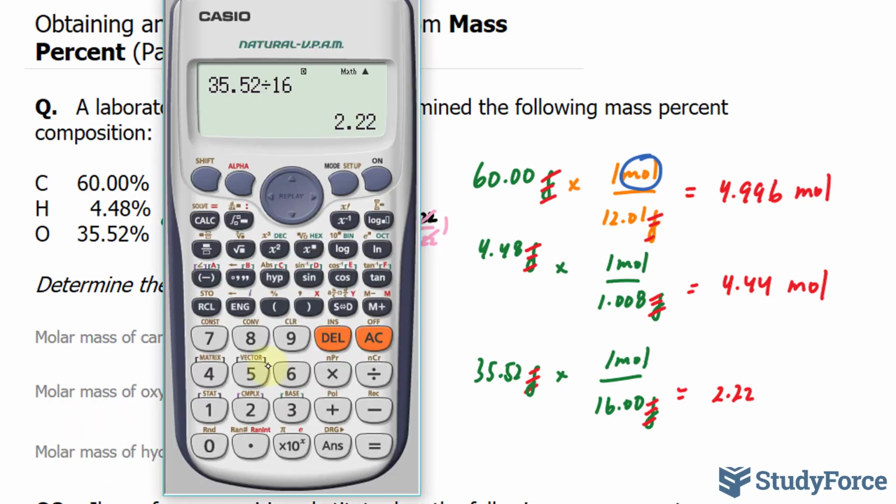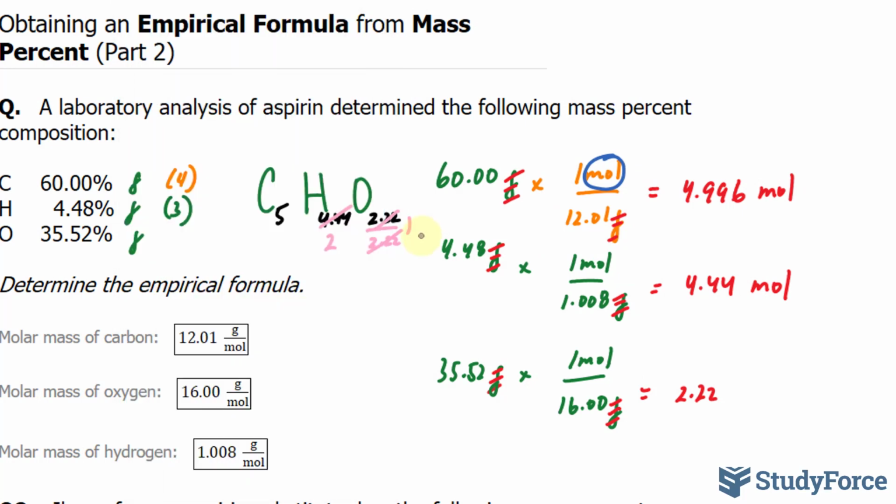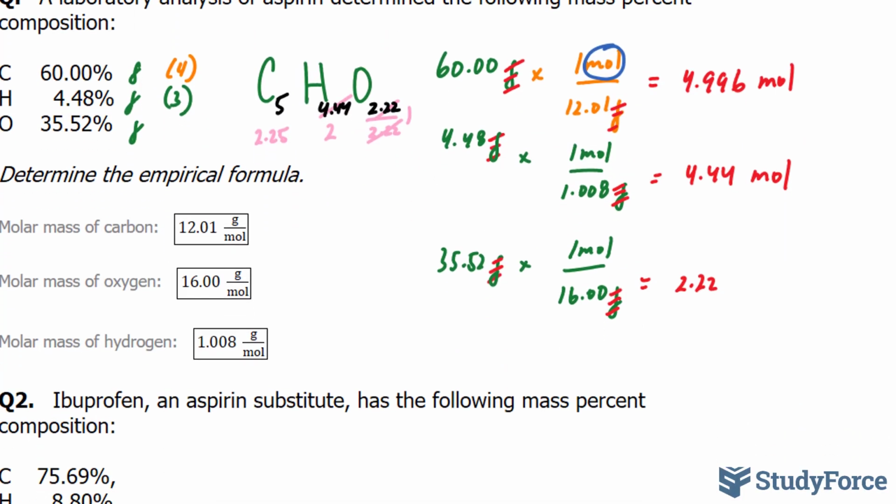And lastly, we have 5 divided by 2.22, and that gives me roughly 2.25. I'll continue my work over here. So I have C 2.25, H 2, and O 1. 2.25 is not a whole number. We need to make this into a whole number.